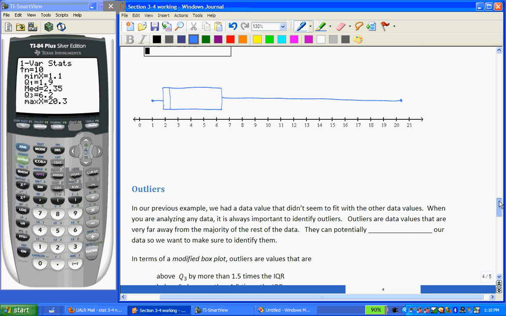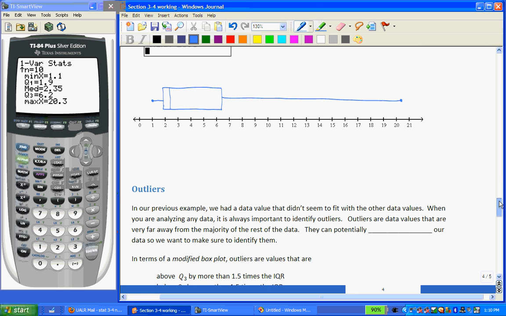When you are analyzing any data, it's really important to identify outliers. Sometimes outliers can be a mistake. Somebody keyed in something wrong, or a measurement was not taken accurately. In this case, it's probably a valid data point, but as we mentioned, it might just be an unusual case. But you want to identify outliers because they can potentially skew our data. So we want to make sure we know what's going on with them. With our box plot above, we got that long whisker to the right because of that 20.3, that outlier.